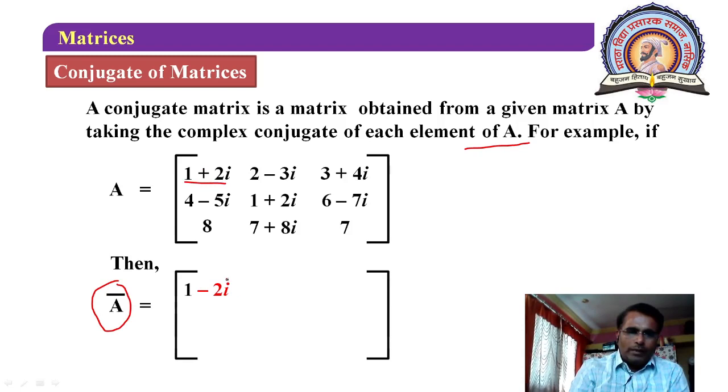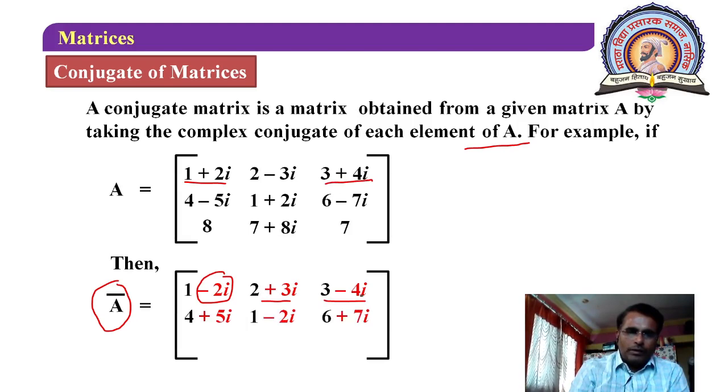So 1 plus 2i has a conjugate 1 minus 2i, 2 minus 3i has a conjugate 2 plus 3i, 3 plus 4i has a conjugate 3 minus 4i. This way you can consider conjugates of an element. Is that clear? Okay. This way you can consider conjugates.